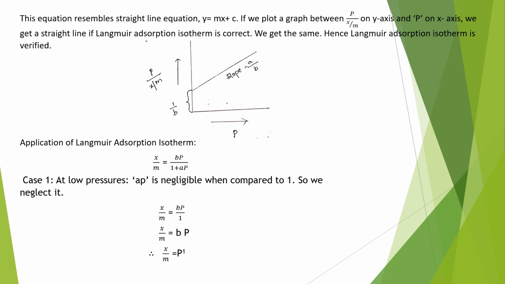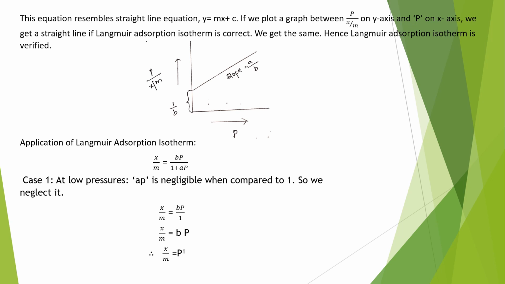Okay, so now there is an application of Langmuir adsorption isotherm. So what is this application? We could derive the Langmuir adsorption isotherm equation as x by m is equal to BP by 1 plus AP. Now, taking two cases into consideration. First case, at low pressures. Look at the denominator on the right hand side. What is there? 1 plus AP.